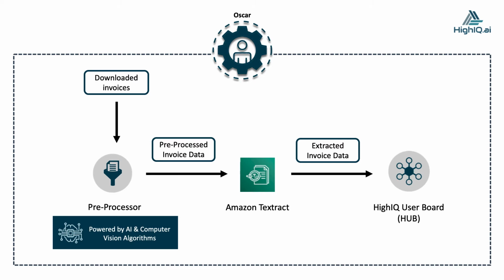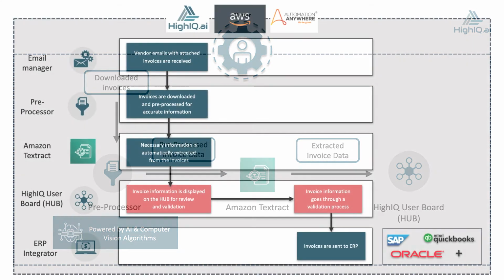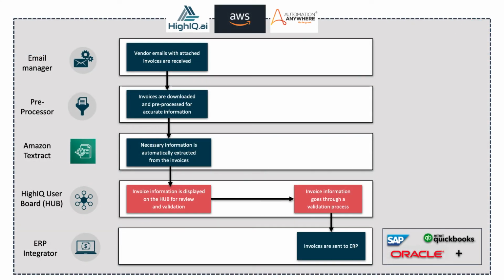Following this, the extracted information is sent to the HighIQ user board, also known as Hub. The extracted invoice information is then displayed to the user on the Hub for further review and validation. Oscar offers 28+ invoice data validations that can be performed during the data validation step. Now let's look at Oscar in action.